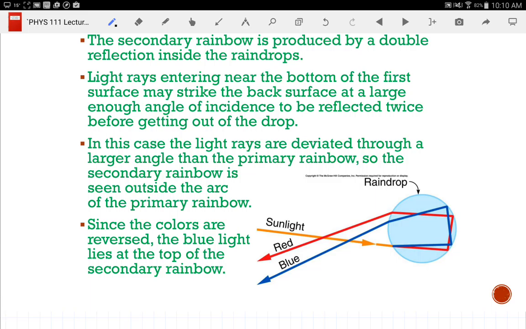And for two reflections, notice the light is actually going into the bottom part of the water droplet. It reflects twice, two reflections. So it crossed over once, but then it crossed over again. Now it comes out, and red is flatter, and blue is steeper. So that means if you start from the horizon and work up, you're going to get to the flatter one, so you're going to get to red first, and then you'll get to blue.